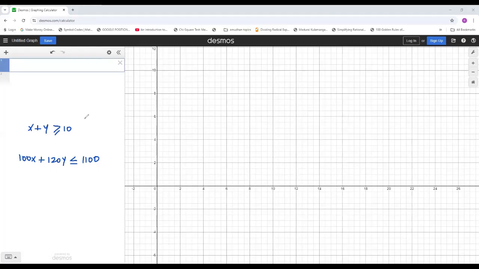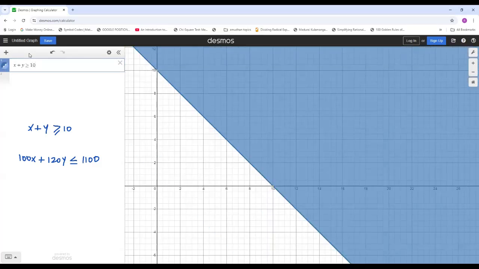Here we have the Desmos graphing calculator. Now I have to sketch the graph of the system of two linear inequalities over here. Okay, let me sketch the graph of the first inequality, that is X plus Y greater than or equal to 10. So now I have to give this inequality as input, that is X plus Y. To get greater than or equal to in the Desmos graphing calculator, first we have to press the greater than sign and then press the equal sign. Then it will become greater than or equal to 10. Okay, now I just graphed the first inequality. So this is the solution region for the first inequality.